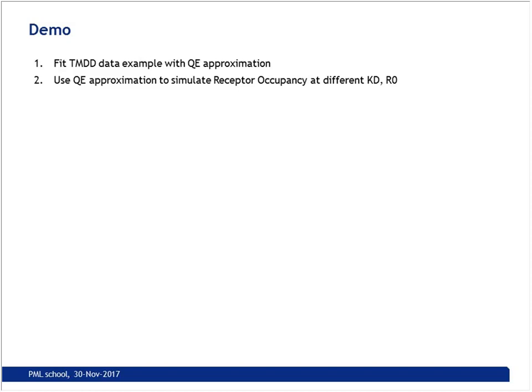The second thing I'd like to do is use this set of equations and simulate receptor occupancies at different KDs and at different R0s. So you might be interested in the question, like in a very early phase of discovery or research of your project, what affinity would I need for my antibody if I assume for this TMDD system different R0s and different dynamics? You can do some simulation to get a feeling about how antibodies with different KDs might behave. That's at least one of the questions we sometimes ask ourselves.